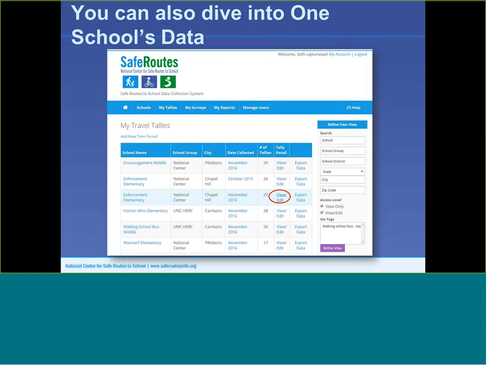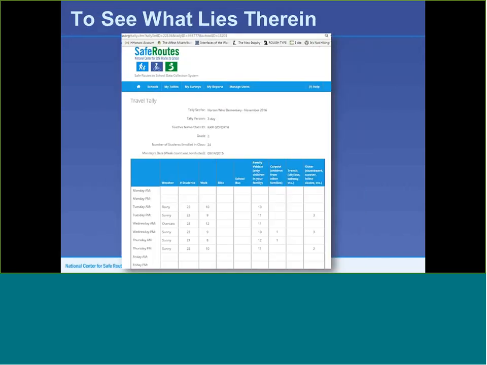Then you can dive into one school's data and see what's inside, basically. If you have an interest in what days the tallies were collected, or what the weather was that the teacher reported, you can take a deep dive at an individual tally, an individual classroom.